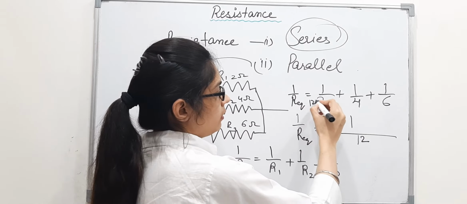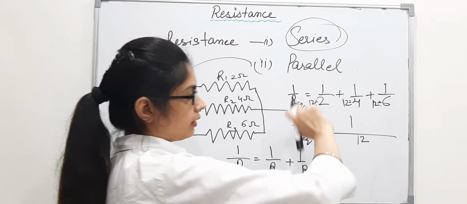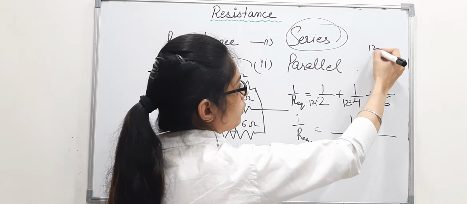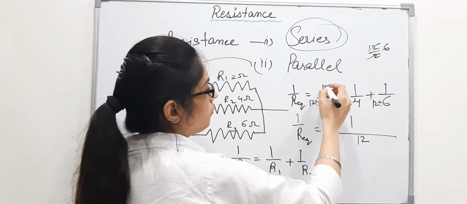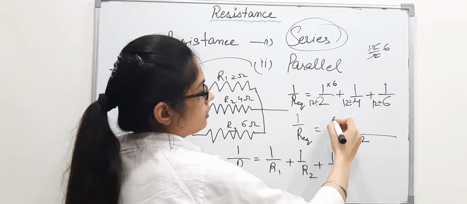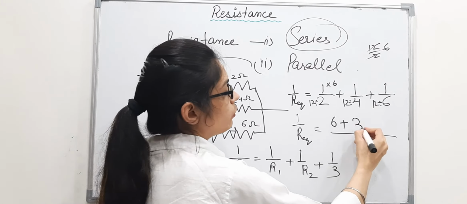So we'll divide the LCM by the denominator and multiply its answer with the numerator. So 12 divided by 2, you can divide it, 6 will come. So 6 you have to multiply with the numerator, so you can write 6. Same way for this one, 12 divided by 4 it will be 3, 3 you can write.